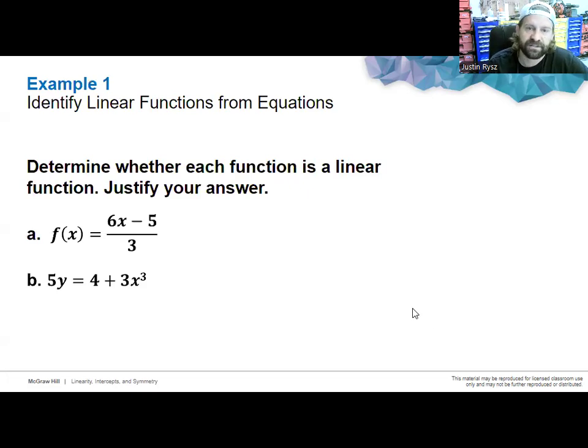What you're going to do is look at these ones here and try to guess if it is linear or not. We got f of x equals (6x minus 5) all over 3. And then the other equation here, we got 5y equals 4 plus 3x. Go ahead, pause the video, give this a try.